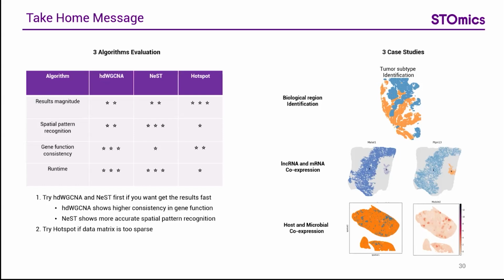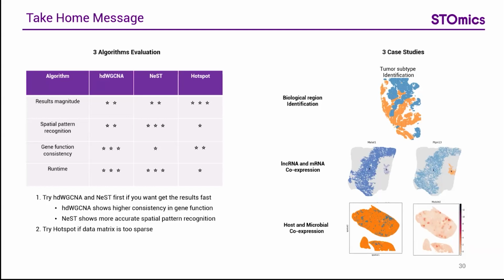Generally, if you want to get results fast, you can try high-dimensional WGCNA and NEST first. High-dimensional WGCNA shows higher consistency in gene function, and NEST shows more accurate spatial gene recognition. Try hotspot if the data matrix is too sparse.